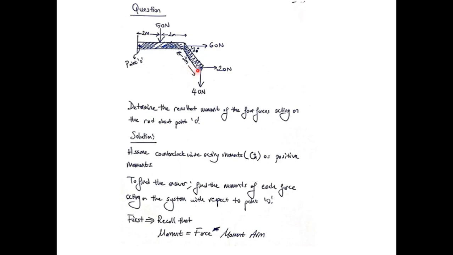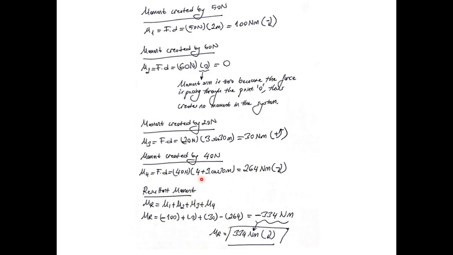And how do we find that? Again, we need to use the 3 meters and 30 degrees. So the moment arm becomes 4 meters, which is coming from the rod on the upper side, plus this little triangle bottom length, which we found using the trigonometry, which is 3 times cosine of 30. So when we multiply 40 by the moment arm, the moment created by this force is 264 Newton meters.